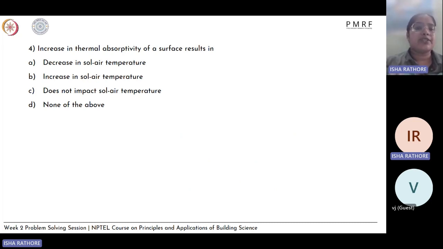Increase in thermal absorptivity of a surface results in A, decrease in sol-air temperature, B, increase in sol-air temperature, C, does not impact sol-air temperature, or D, none of the above.